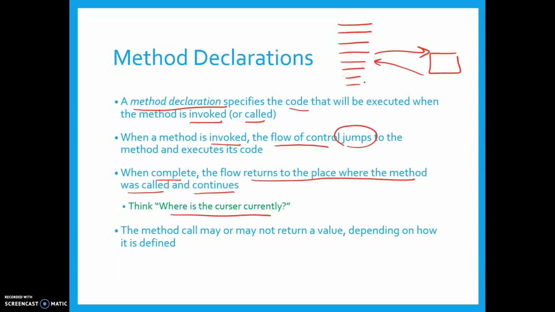So essentially, a method is just a chunk of code that is bottled up and described somewhere else, and then when we call it, we simply use the method name. Now, a method may or may not return a value. It just depends on how we want to use the method.